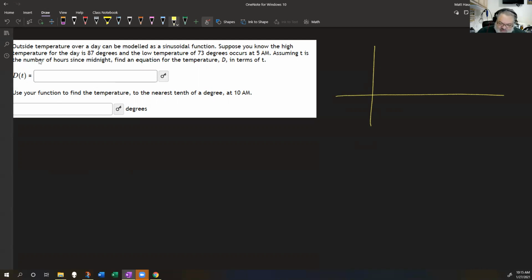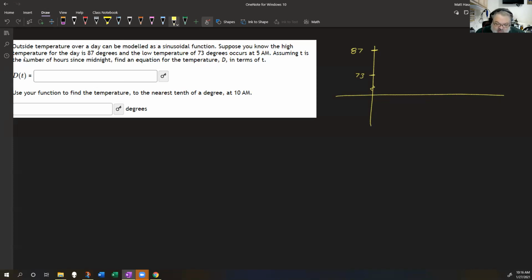So what are we told? Well, the outside temperature over a day can be modeled as a sinusoidal function. Say the high temperature for a day is 87 degrees. So that gives us a high of 87 and a low of 73. So my axis isn't going to be way down there.